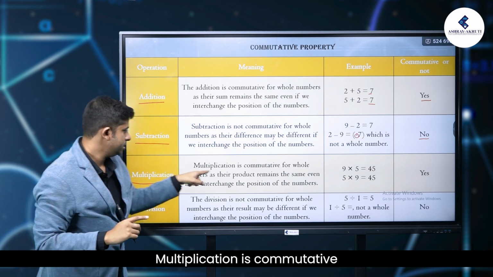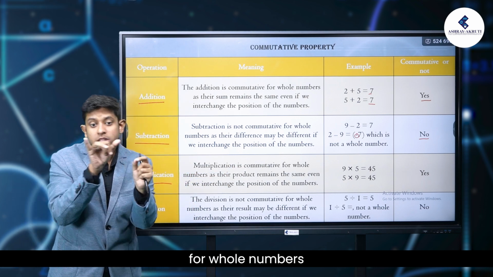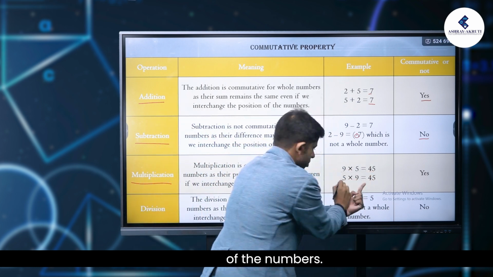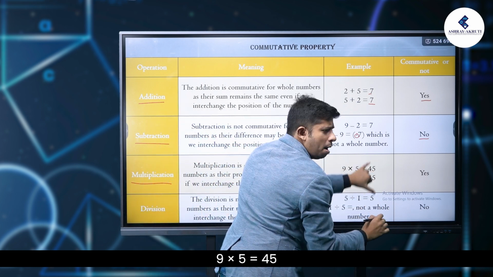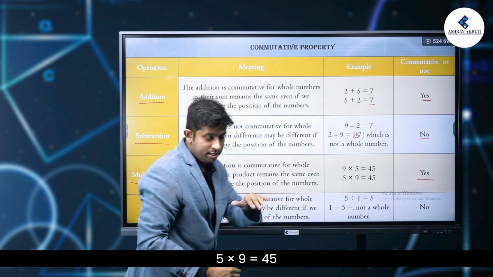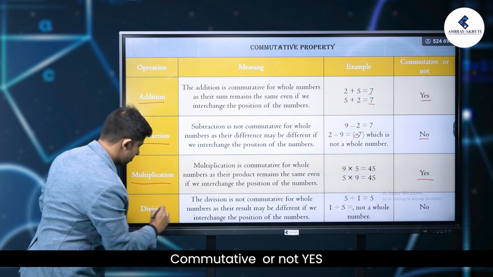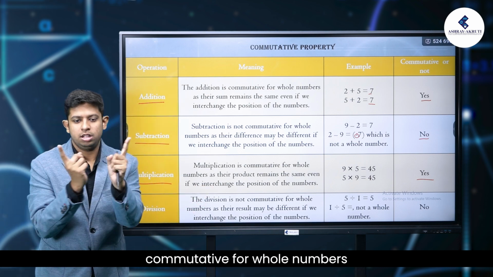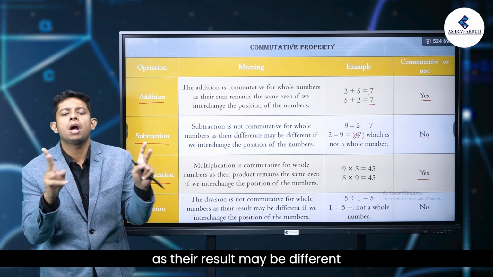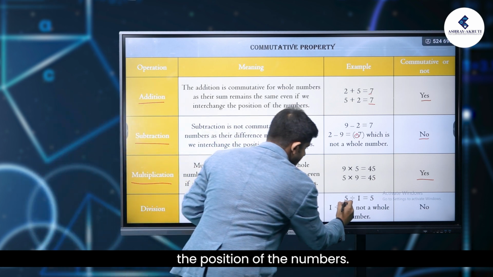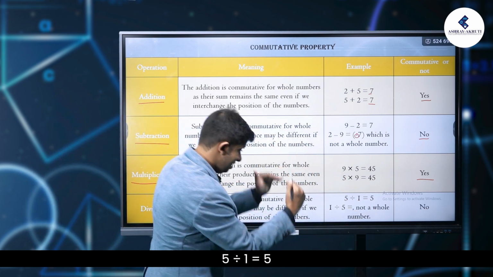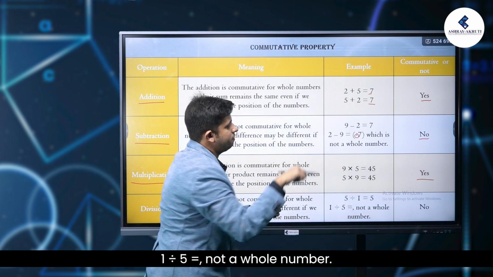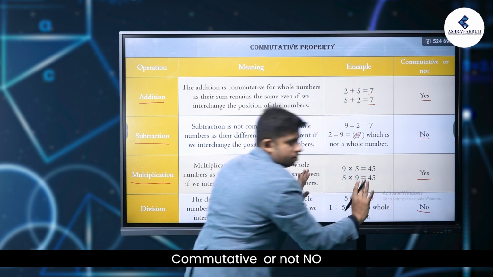Multiplication. Multiplication is commutative for whole numbers as their product remains the same even if we interchange the position of the numbers. For example, 9 into 5 is equal to 45, 5 into 9 is equal to 45. Commutative or not? Yes. Division. Division is not commutative for whole numbers as the result may be different if we interchange the position of the numbers. 5 divided by 1 is equal to 5, 1 divided by 5 is not a whole number. Commutative or not? No.